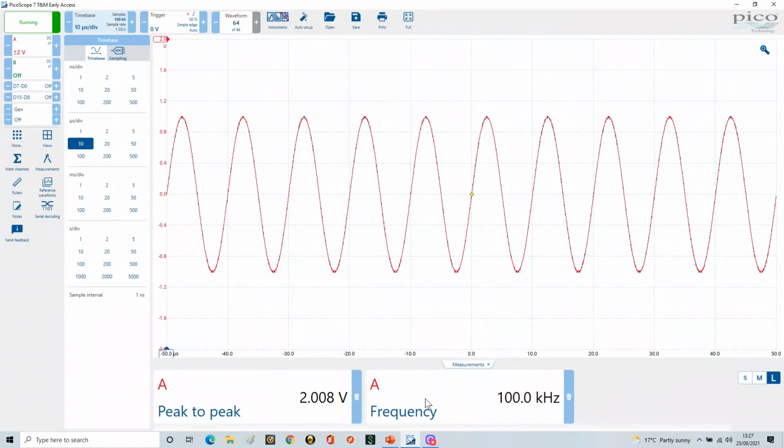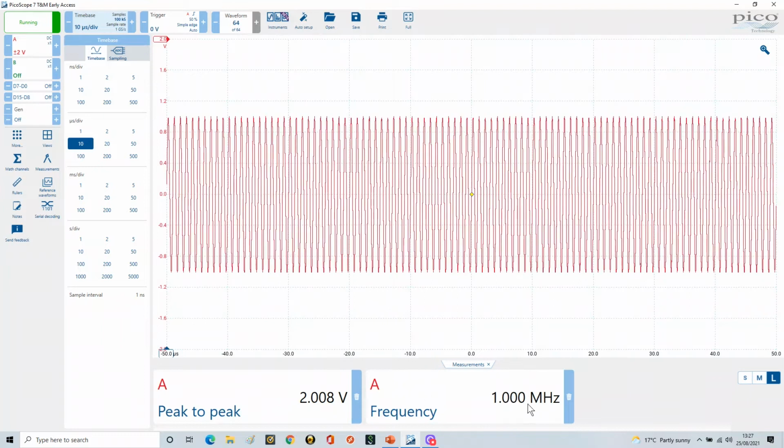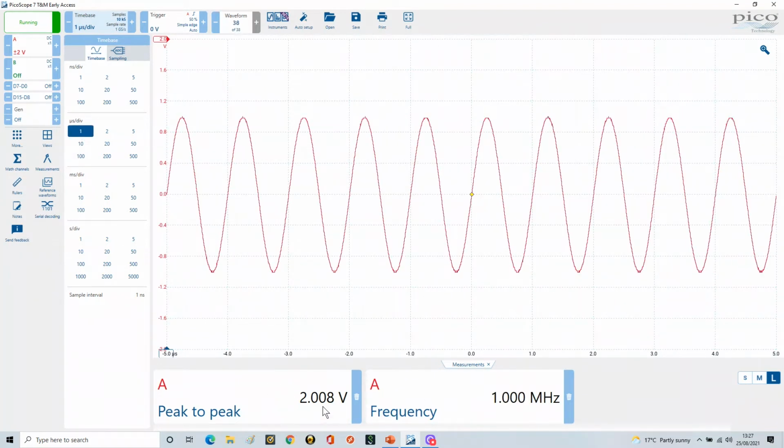And so now let's change it to 1 megahertz. And now we've got 1 megahertz, and once again this peak-to-peak voltage hasn't changed. So it's a very, very good linear result. Now let's go to 10 megahertz and see what happens. So we go to 10 megahertz.